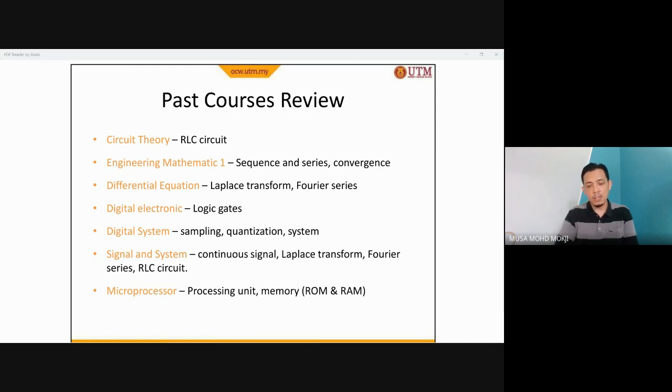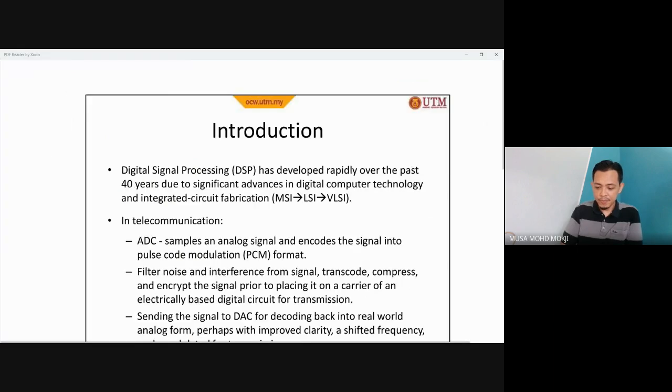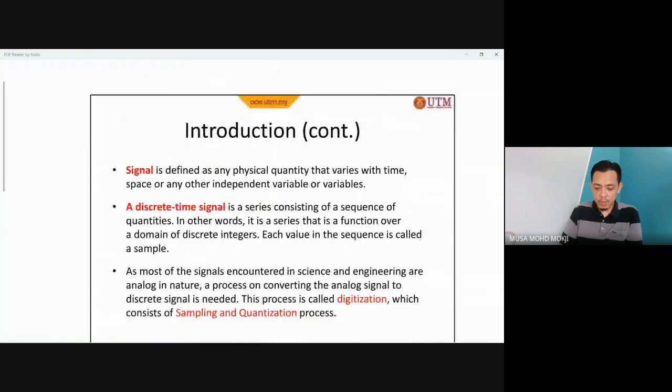How does the signal look like? How do we treat the signal if it is analog? How does the signal look like? Okay, I'm going to skip this one.